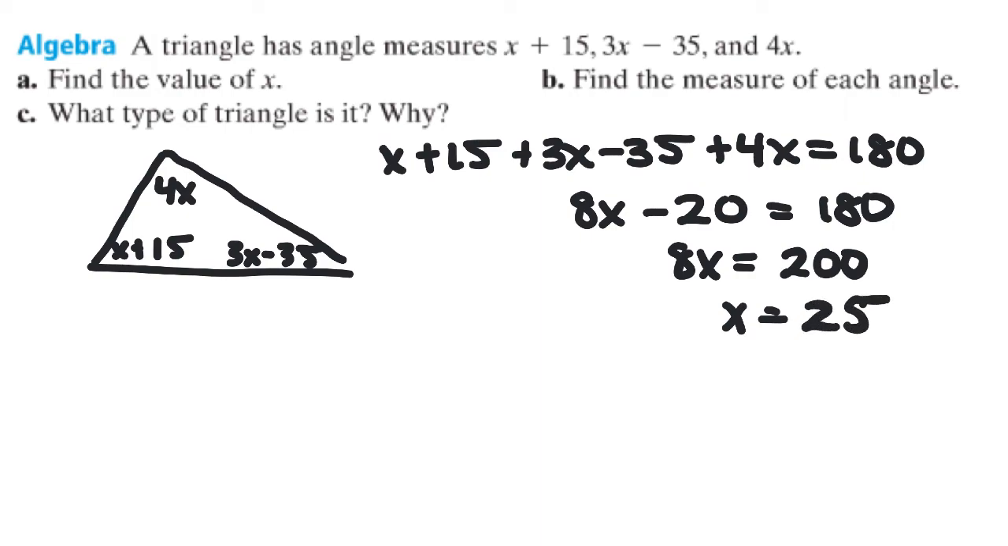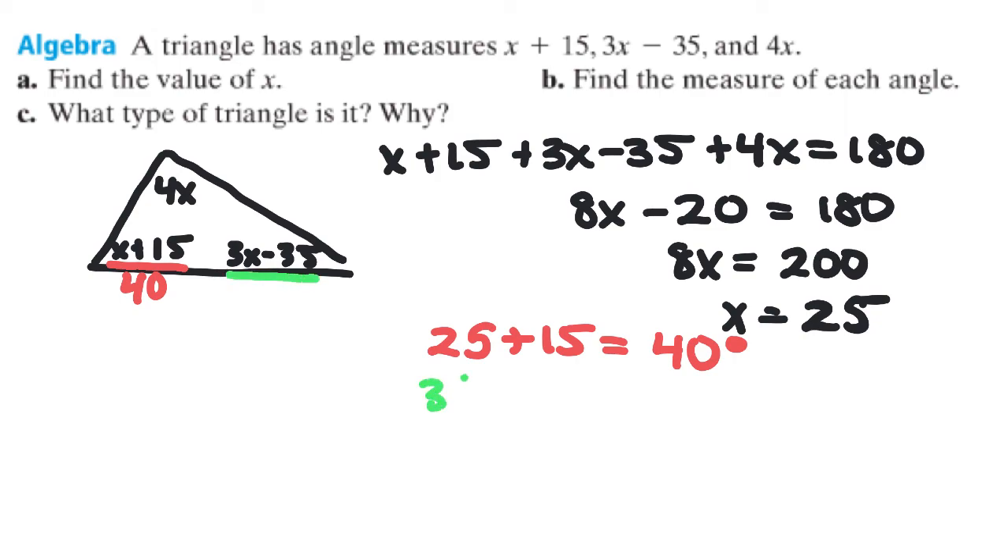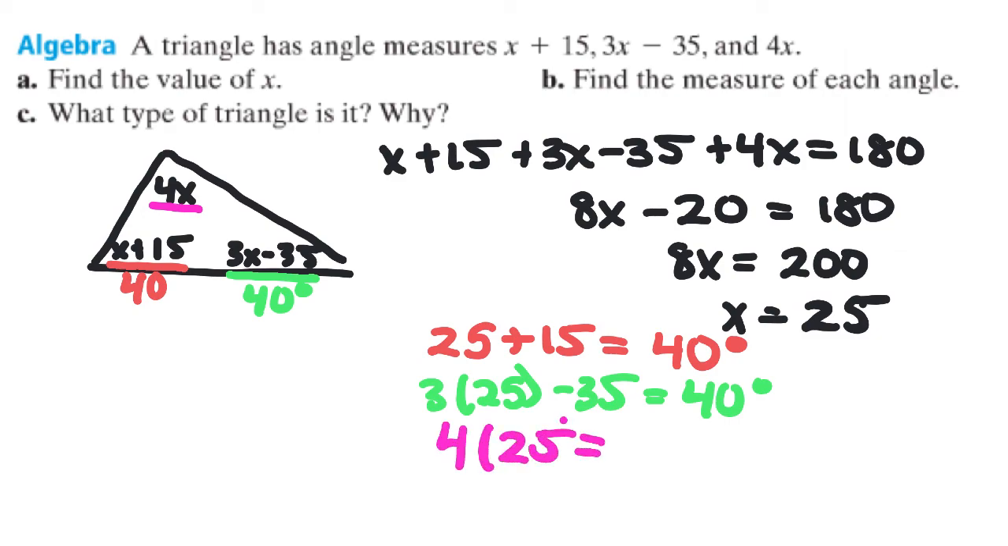Now when I plug this back into the angle measures, I'll have that one angle of the x plus 15 gives me 25 plus 15, so that's equal to 40. The next angle of the 3x minus 35 gives me 3 times 25 minus 35, which gives you a value of 40. And then lastly, 4x, 4 times 25 gives me a value of 100. So this gives me my angle measures. So the value of x is equal to 25. The angles are 40, 40, and 100.